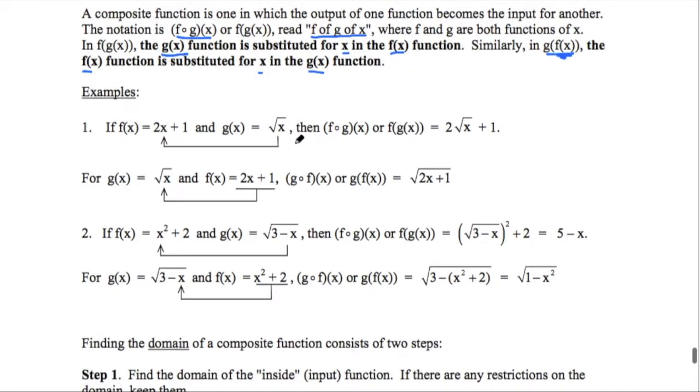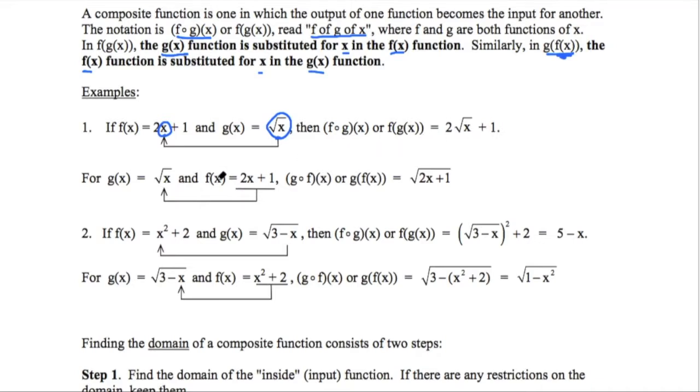Here we're given two functions. F of x equals 2x plus 1, and g of x is equal to the square root of x. If we're going to find f of g of x, written either way here, that's telling us to take g of x and put it in for x in the f function. So this square root of x is going to replace this x here. The 2 stays out front. There used to be an x here, now it's the square root of x, plus 1. So this is the function f of g of x.